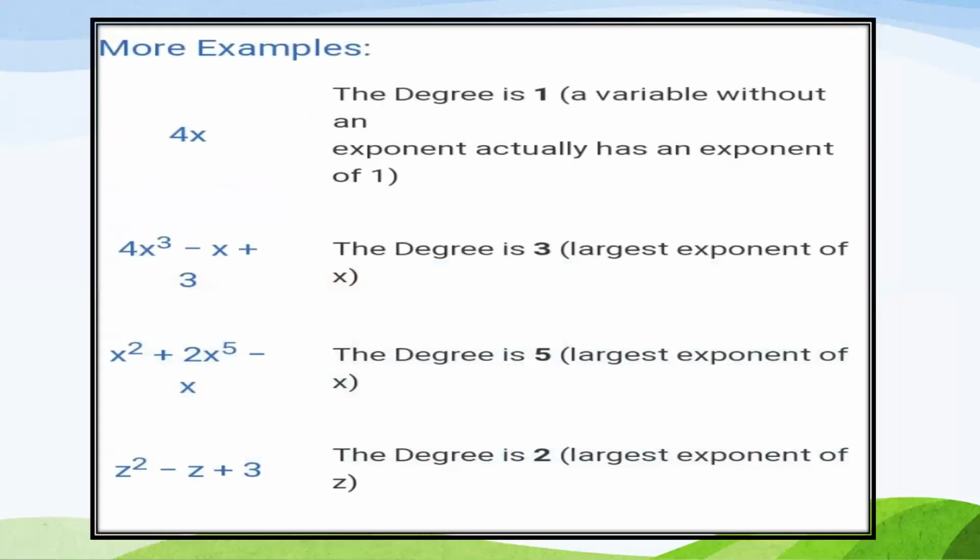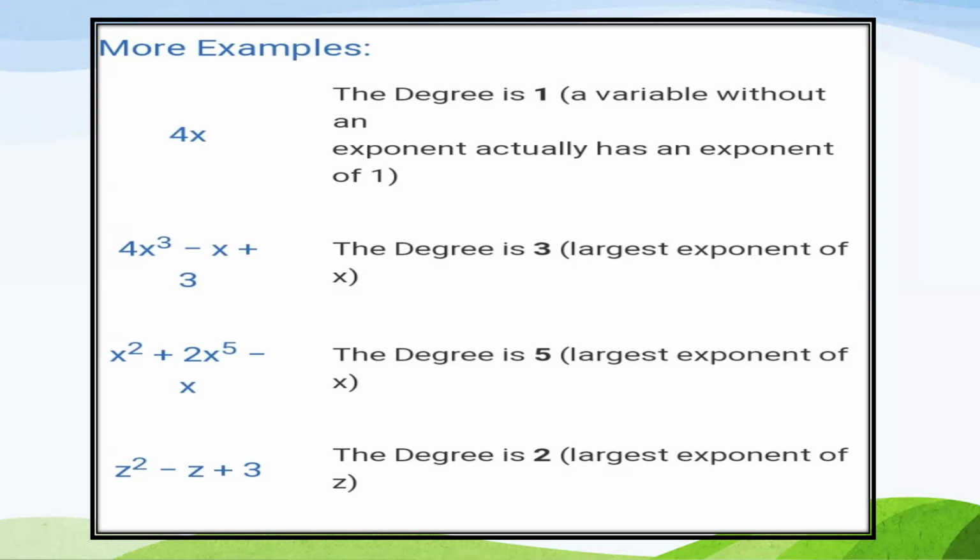So let's discuss some more examples. In our first example, the degree is 1 because there is only one term, one monomial term. So the power is 1. We will say that our degree is 1. In our second example, 4x cubed minus x. x means x power 1. So the highest power is 3. So the degree will be 3.